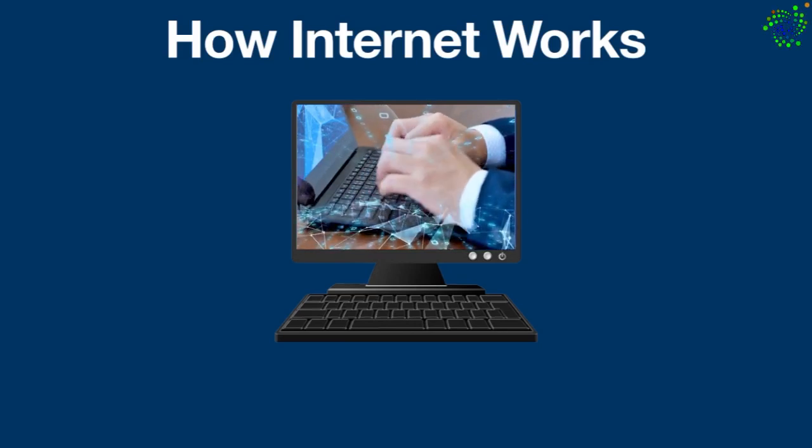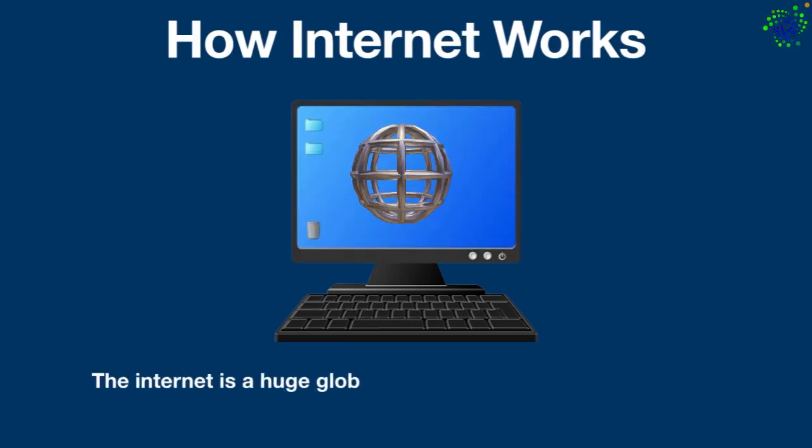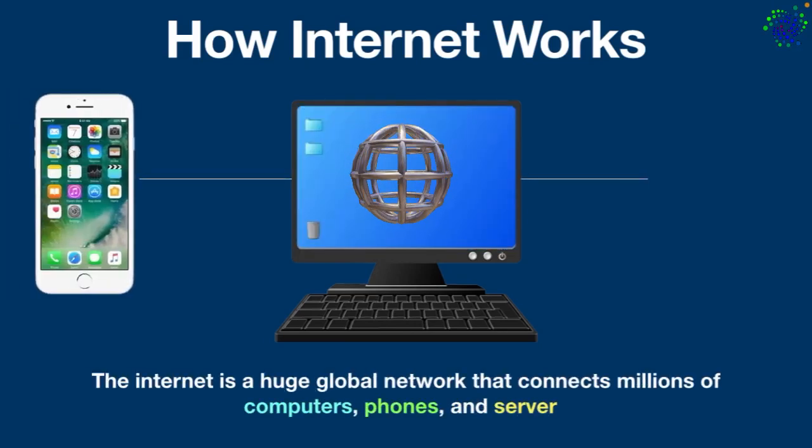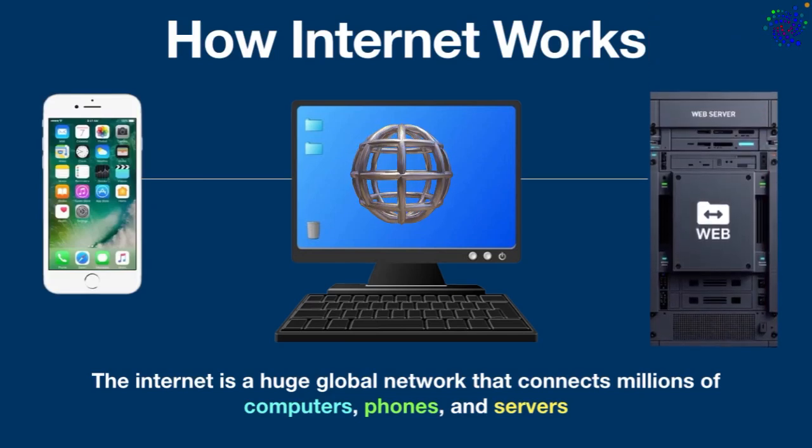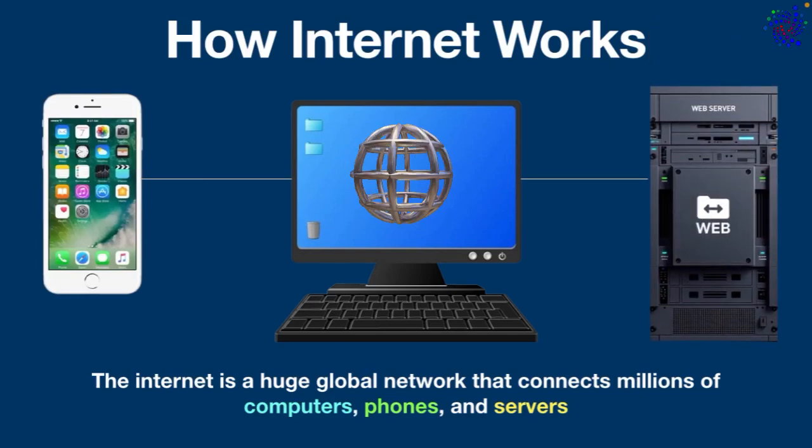What is the internet? First of all, the internet is a huge global network that connects millions of computers, mobile phones, and servers so they can share information. Think of it like a huge road system. Instead of cars traveling on roads, data travels through cables and signals. Data can be videos, pictures, messages, websites, and so on. Whenever you use the internet, this data moves from one place to another.